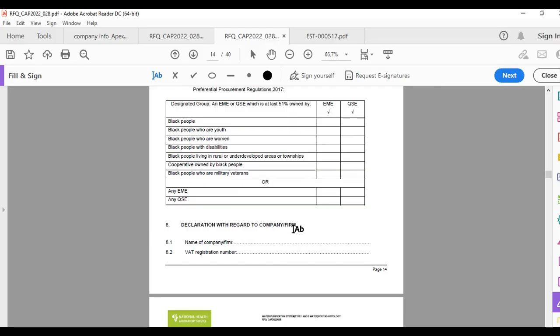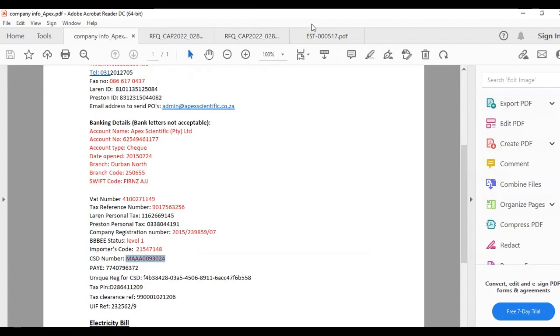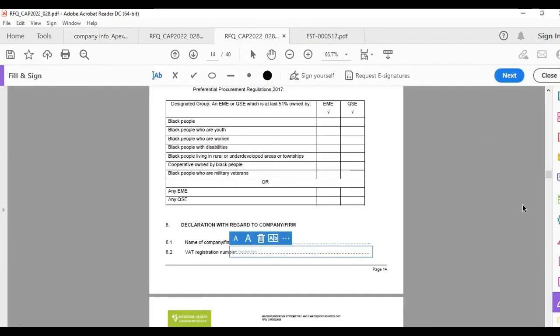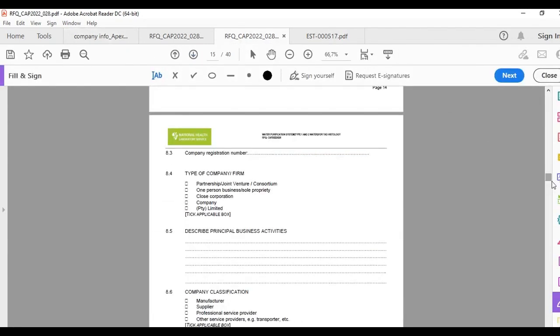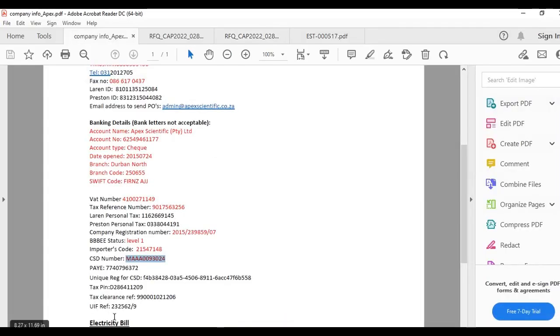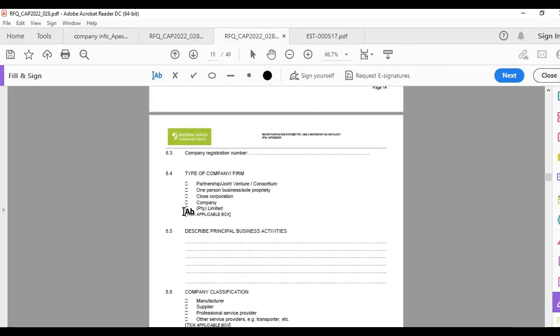Declaration with regards to the company or firm. You'll put in Apex Scientific here as our name, our VAT registration number, which you'll get from the company information sheet. Company registration number, which will also be on the company information sheet. Here's our company registration number. Type of company, we are PTY Limited. Describe principal business activities. So you'll say suppliers of laboratory equipment and consumables.